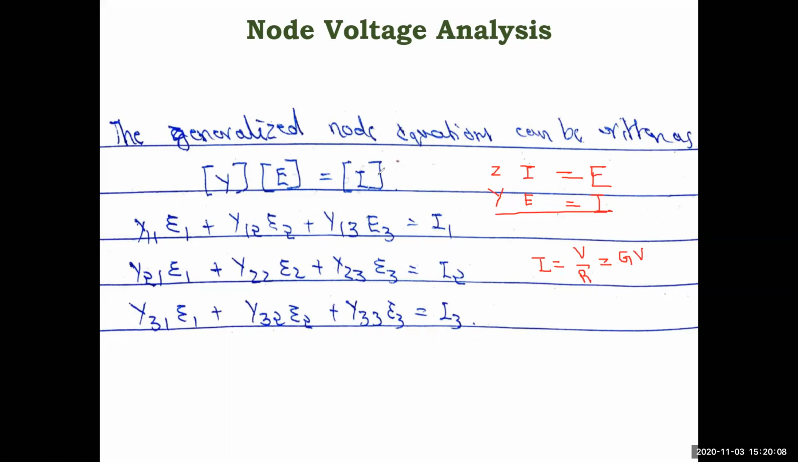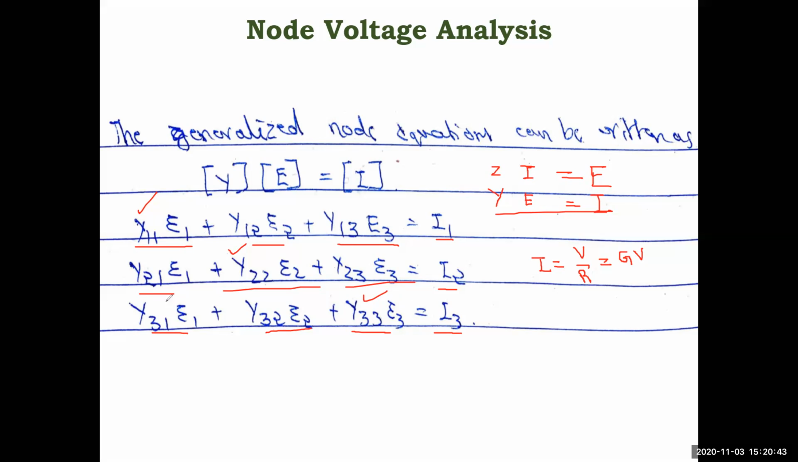The equations are written in the same fashion. For the three node equations: Y11 E1, Y12 E2, Y13 E3 equal to I1. Similarly Y21 E1, Y22 E2, Y23 E3 equal to I2, and Y31 E1, Y32 E2, Y33 E3 equal to I3. Here Y11 is with respect to node 1, Y22 is the self node of node 2, and Y33 is the self node of node 3. All these three will have positive coefficients.